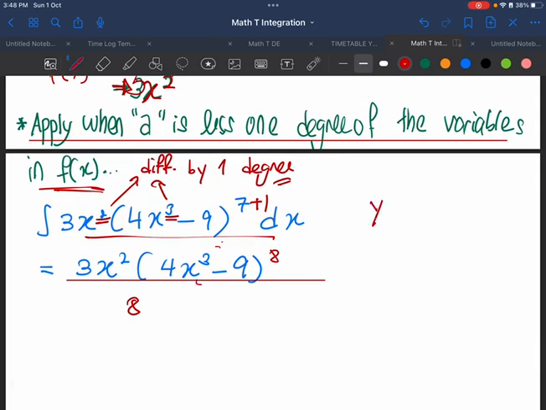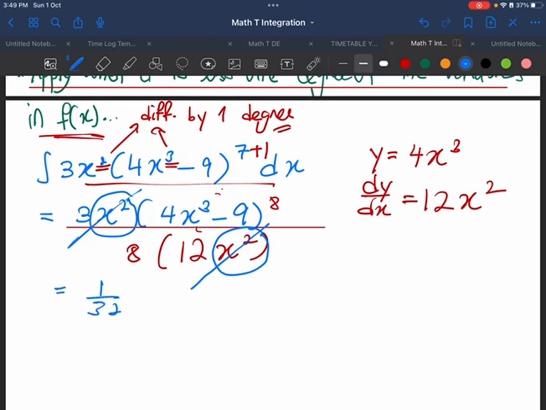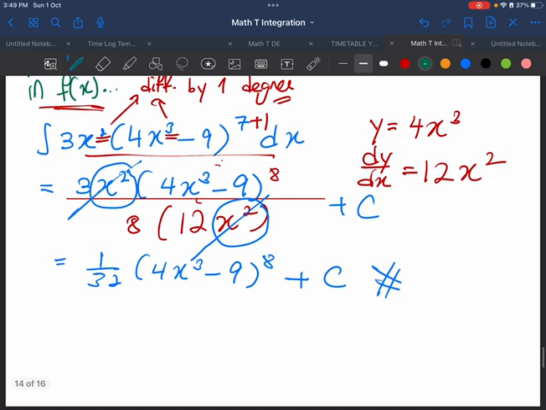So now we have y equals 4x cubed. When you differentiate it, it is actually 12x squared, right? So you are actually dividing by 12x squared. Guess what? You are making the f prime x. Here is your f prime x. Look guys, here you are dividing, so they cancel each other. So you will get the answer 1 over 32 times (4x cubed minus 9) to the power of 8 plus c. Don't forget plus c here. So here is the answer that we derived for the formula. We already derived the formula: if it differs by 1 degree, you can do it.